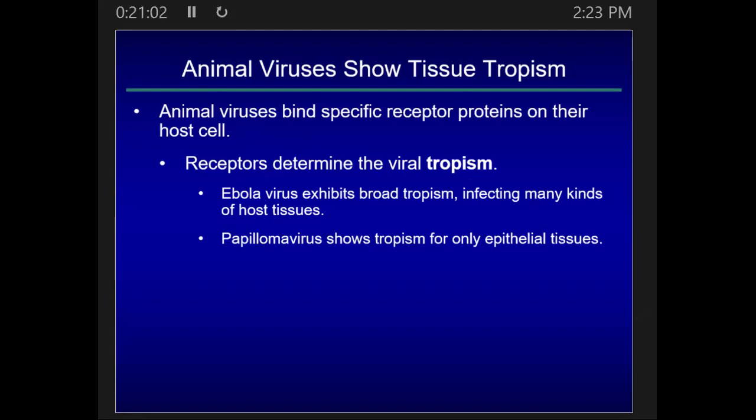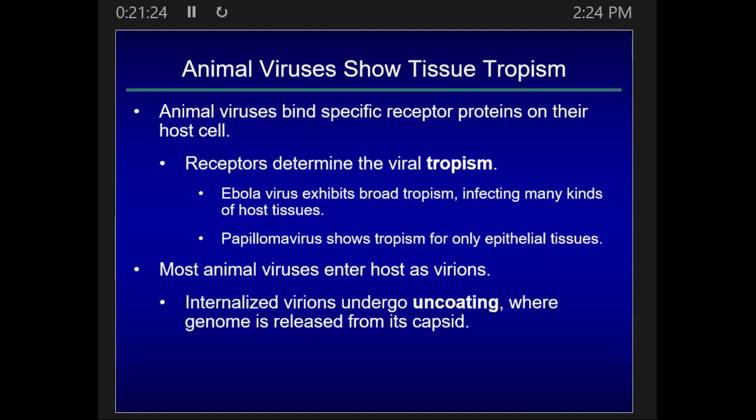Papillomavirus is very specific. It only works on particular epithelial tissues. And so it just depends on the virus, how we're going to see that play out. Animal viruses, they tend to use the word virions. They enter the cell as virions. What that means is it's not just the nucleic acid that's getting in, it's essentially the whole viral particle that's getting in. And it's usually through endocytosis.